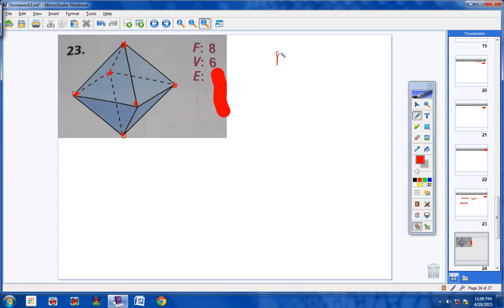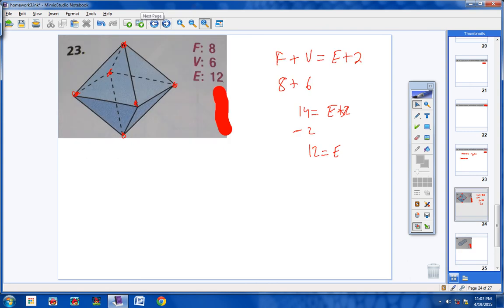Now remember the formula. If you take your faces plus your vertices, it'll always equal the edges plus 2. Or in other words, here's another quick way to look at it. If you know your faces and vertices, add them together and subtract 2. I'll show you. Put an 8 here, put a 6 here, add them together, 14 equals E plus 2. Now bring the 2 over, it becomes a negative 2, and 14 minus 2 is 12. So a fast way to do it is to take your faces and vertices, add them together, and simply subtract 2. There you go, the answer is 12.